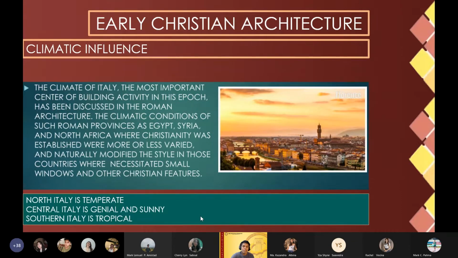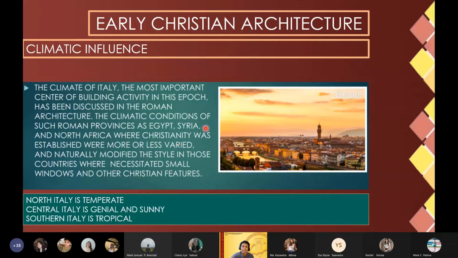Next, climatic influence. So the climate of Italy, since Rome is the central part of Italy, the most important center of building activity in this epoch has been discussed in the Roman architecture. So Italy, in terms of climatic influence, since ang iyang center niya is the Rome, so na-discuss na siya under Roman architecture. So other areas like the climatic conditions of Roman provinces as Egypt, Syria, North Africa, where Christianity was established, were more or less varied. So it's not the same.